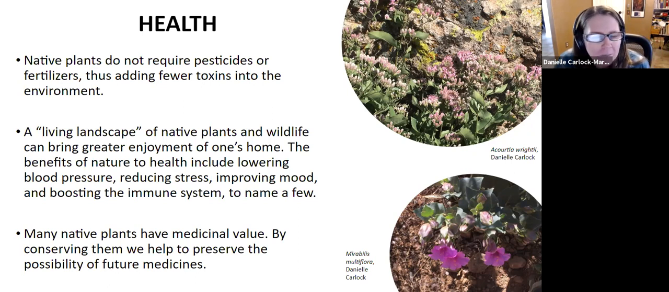And these include everything from effects on blood pressure, stress, mood, and the immune system. So there's a lot of benefits along that line that are specific to us, for our own health. And then as far as medicinal value, these are two native Sonoran Desert plants that have medicinal value that haven't really even been fully utilized, as far as being incorporated into mainline science medicine, I guess I should say. There's a lot of plants that maybe haven't been fully explored for their medicinal value. So by preserving them, we're also helping to preserve the possibility of future medicines.